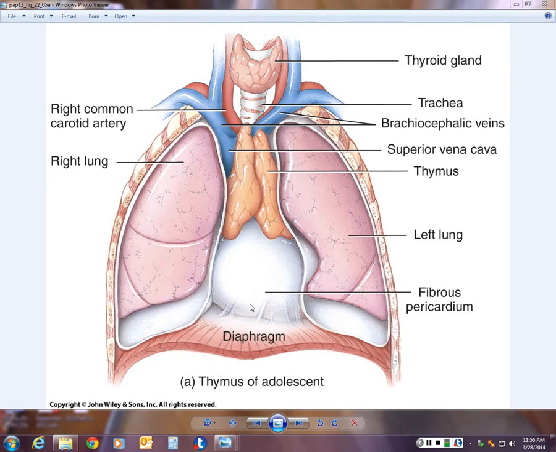Now, the immune cells that we're talking about are actually lymphocytes, and there's going to be two locations where they will ultimately mature or become immunocompetent. That would be the thymus and red bone marrow. So there are only two primary lymphatic organs, thymus and also red bone marrow.